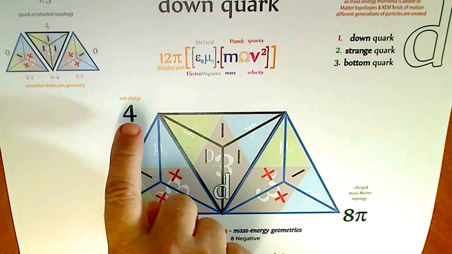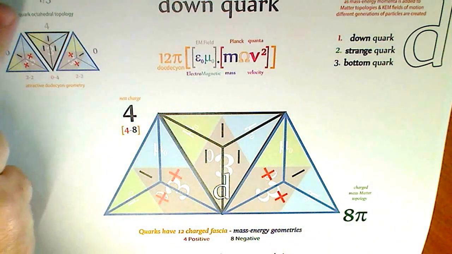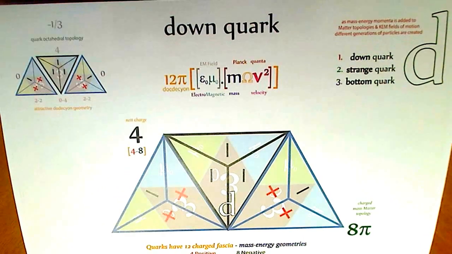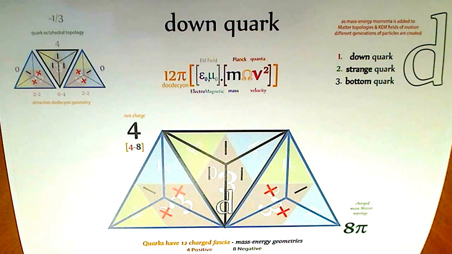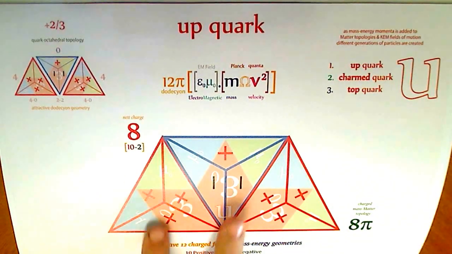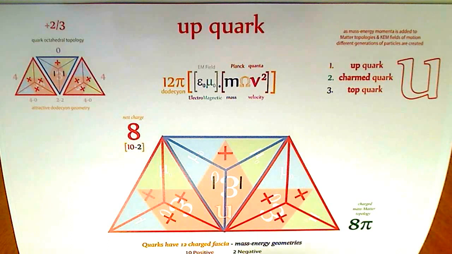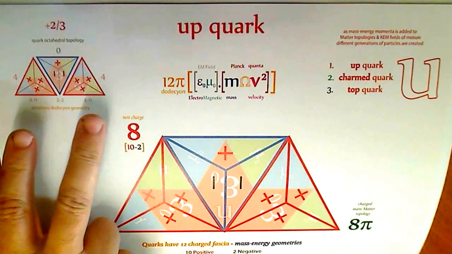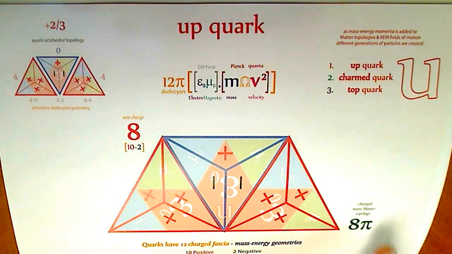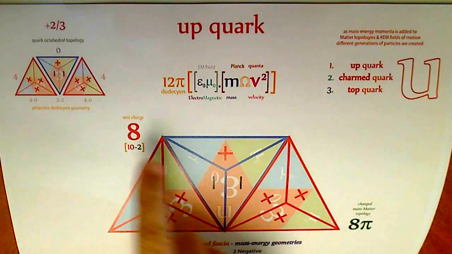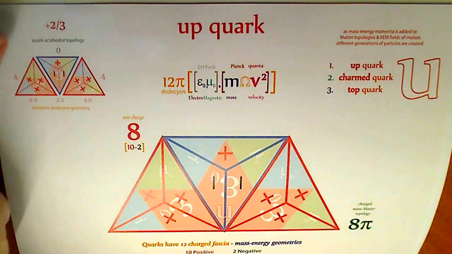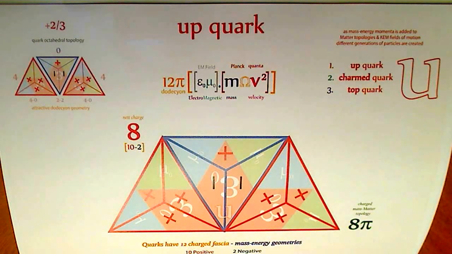So we have a negative 4. Negative 4 out of 12 is actually negative 1/3, which is the quark, or elementary charge, of the down quark. Similarly, we can do the same thing with two positive charges in a gluon, or a neutral tetrion, to form the same topologies, but in this case, the 12 mass energies, made up of two positives, one neutral, create an octahedral matter topology with a charge of plus 8, which results from the 10 positive charged fascia and 2 negative charged fascia. So plus 8 out of 12 is plus 2/3. That's the charge of the up quark.